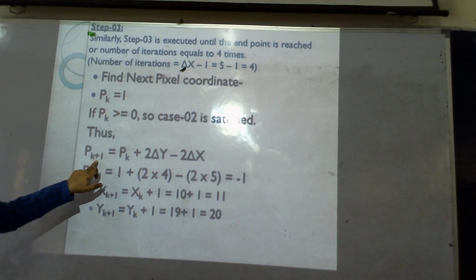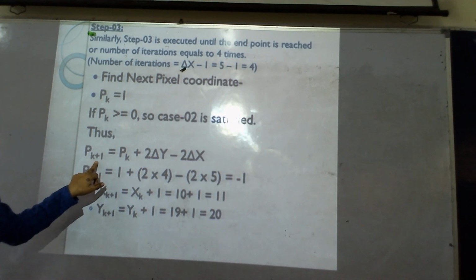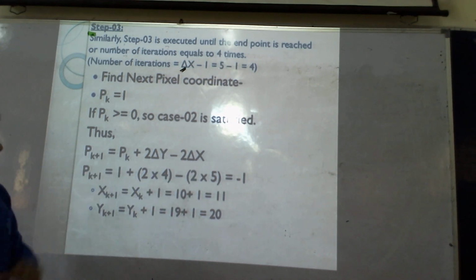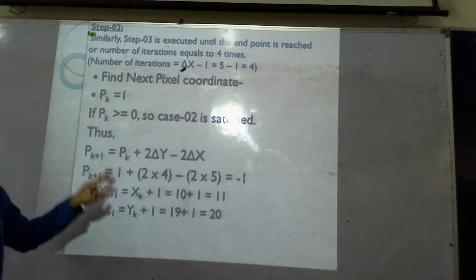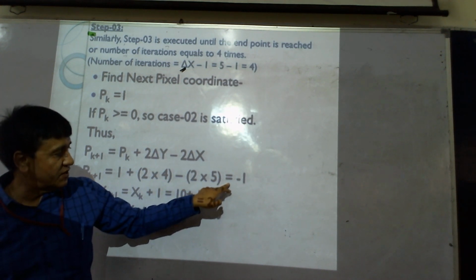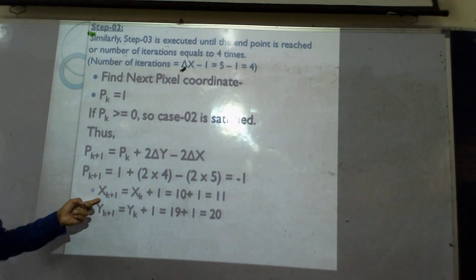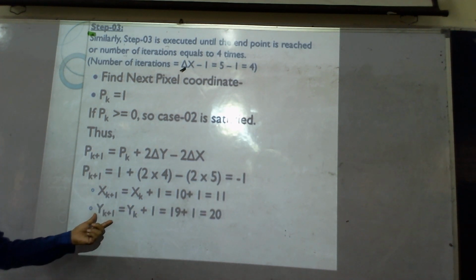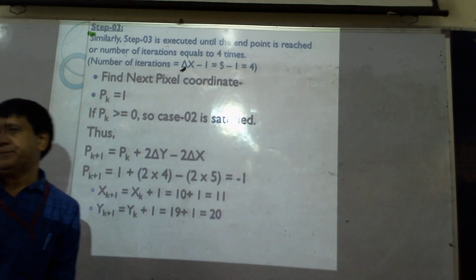To calculate the next distance parameter, pk plus 1 equals pk plus 2 delta y minus 2 delta x. Putting in the value of pk, which is 1, and 2 into 4 minus 2 into 5, we get minus 1. Calculating the x coordinate on the x-axis, this is x1 plus 1, 10 plus 1, which is 11. And using this equation, we calculate yk plus 1, which we get as 20.